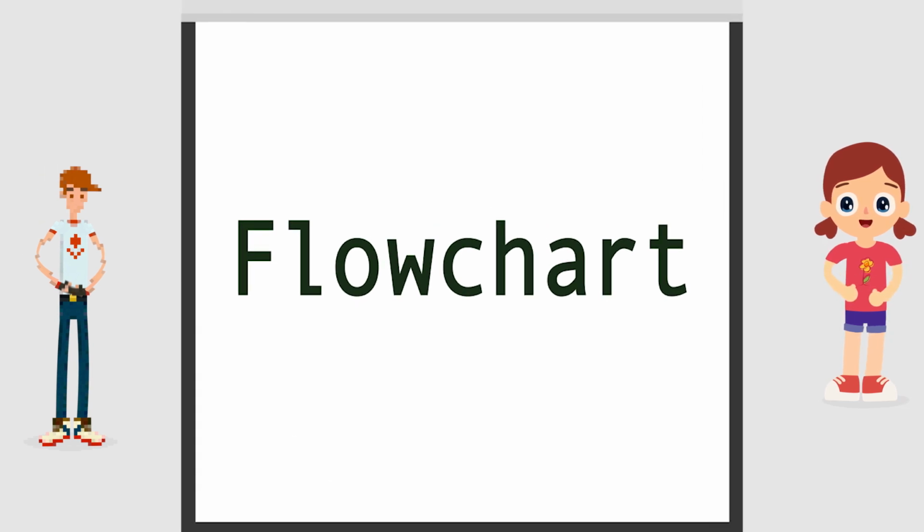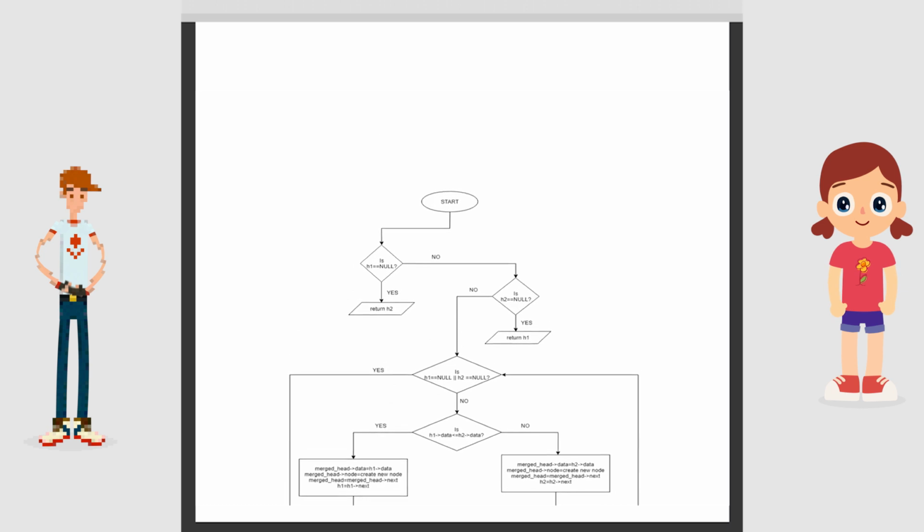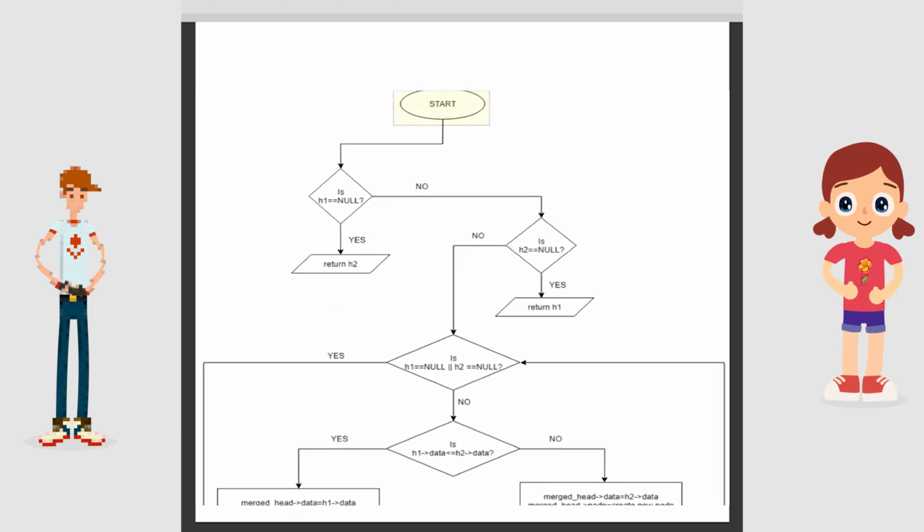Now, let's discuss the flowchart for the iterative approach. Here, we pass the heads of both the lists to the merge function as h1 and h2. Now, we check if h1 equals null. If this is true, we return h2. Else, we check if h2 equals null. If this one turns out to be true, then we return h1.